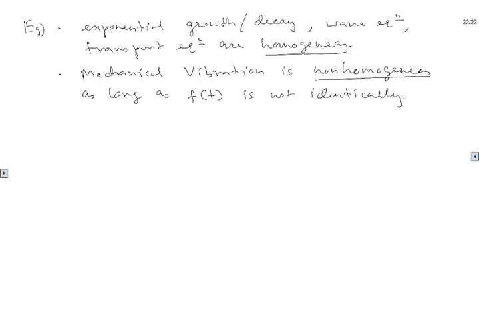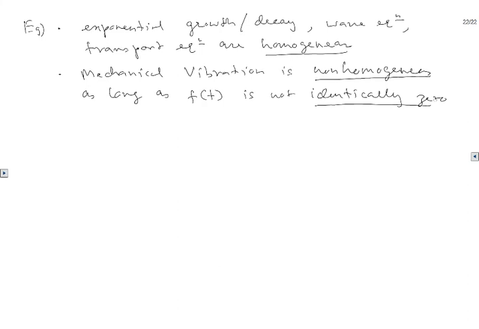Identically 0. Identically 0 means 0, just a 0 function. Otherwise, if f(t) is not equal to 0, it is non-homogeneous. If f(t) equals 0, it is homogeneous. Homogeneous equations are easy to solve.